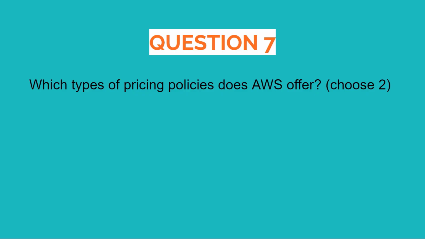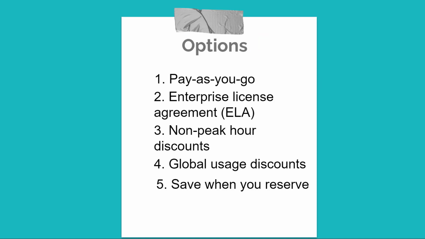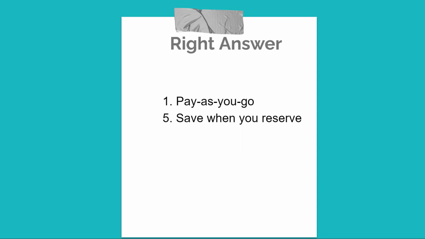Question: which types of pricing policies does AWS offer? Choose 2. Option 1. Pay-as-you-go. 2. Enterprise License Agreement, ELA. 3. Non-peak hour discounts. 4. Global usage discounts. 5. Save when you reserve. Right answer is 1. Pay-as-you-go. 5. Save when you reserve.